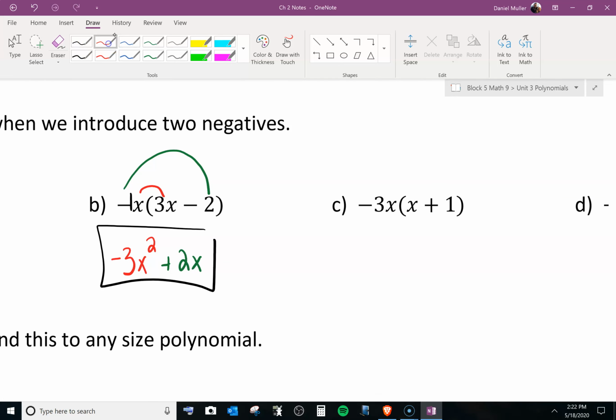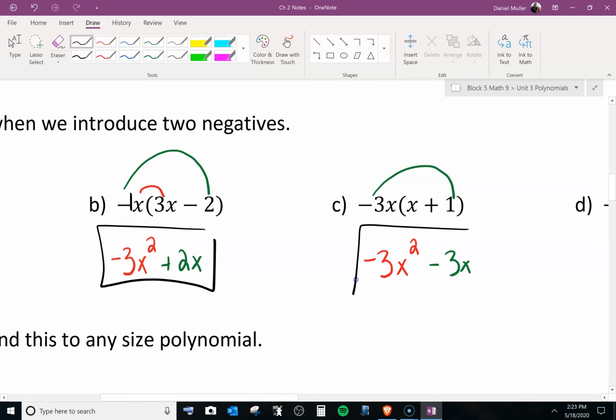Now let's take a look at C. A negative 3x times an x, a negative 3 times, there's a 1 there, is going to be a negative 3. X times x is going to be x squared. There's 2 of them. Again, that's negative 3 times the 1. So it gets me negative 3, and then 2 x's is an x squared. And now I can do this. Negative 3 times 1 is still negative 3, and there's an x. So there we go.